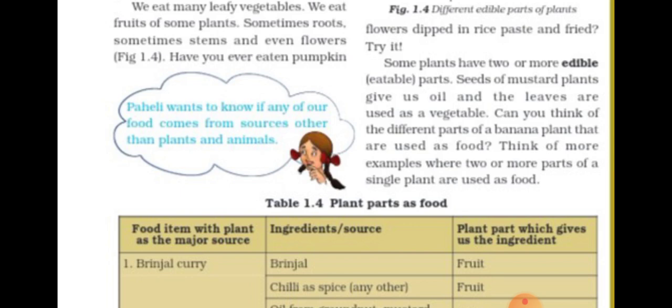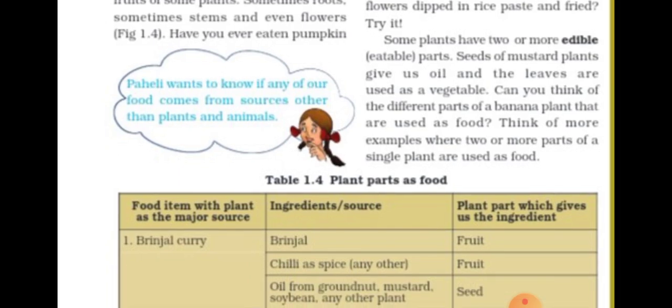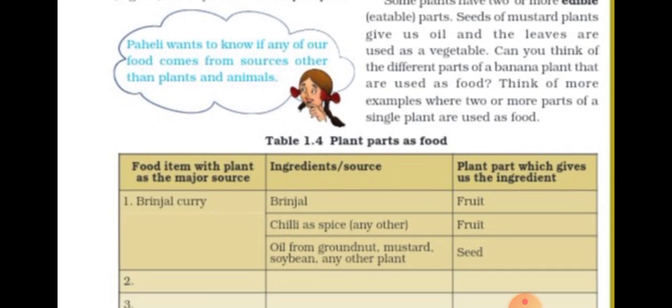edible parts. Okay, now see, can you think of different parts of a banana plant that are used as food? Think of more examples where two or more parts of a single plant are used as food. So brinjal, just now I told you, and pumpkin, just now I told you. So think of some more plants from which we get two edible parts or more than two edible parts.